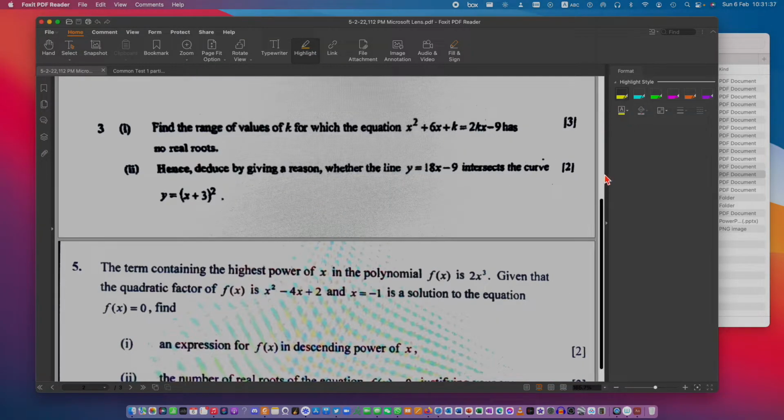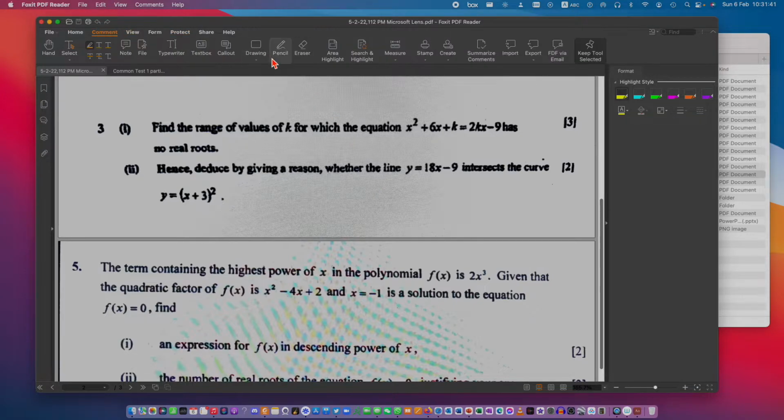Over here it says the term containing the highest power is this, so they already give you this. And they say given that the quadratic factor is this, so that means you already have the quadratic factor. If you write the dividend down, this dividend is 2x^3, and you don't know the subsequent terms, but it must be plus a x squared. Very good. Okay, then you have the quadratic factor, but do you have a divisor?